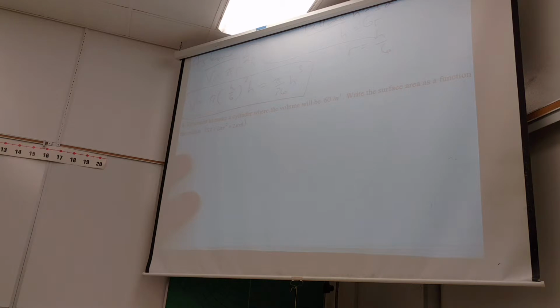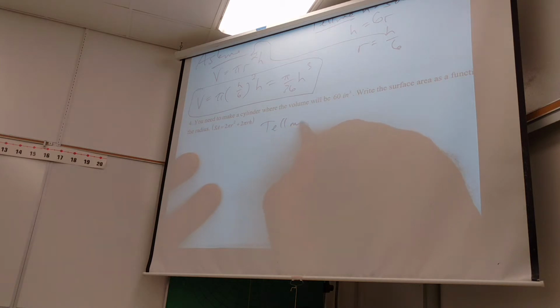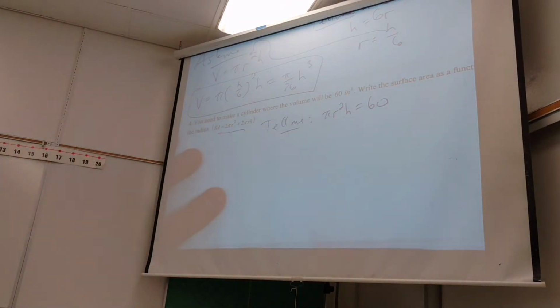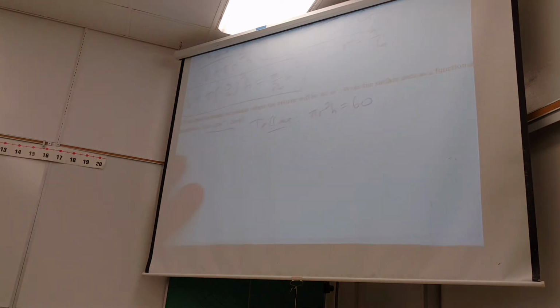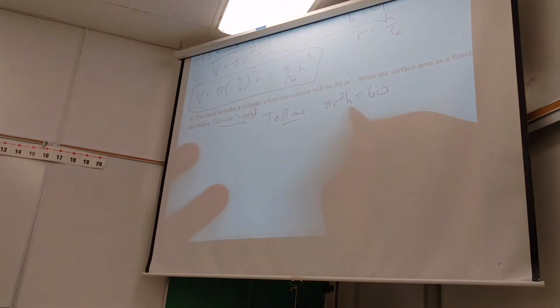All right. And then finally, this number 4 is a little bit different than the others because I'm telling you what I'm normally asking you about here, but it works the same way. What's the volume formula? Well, we just had one for a cylinder, so I tell you that pi r squared h is 60. The volume is 60. And I want the surface area, I give you that formula there, as a function of the radius. So what letter do I want to kill? H. So how do I kill H?